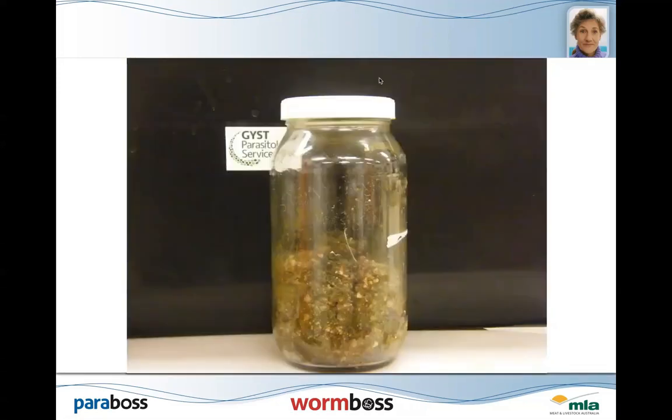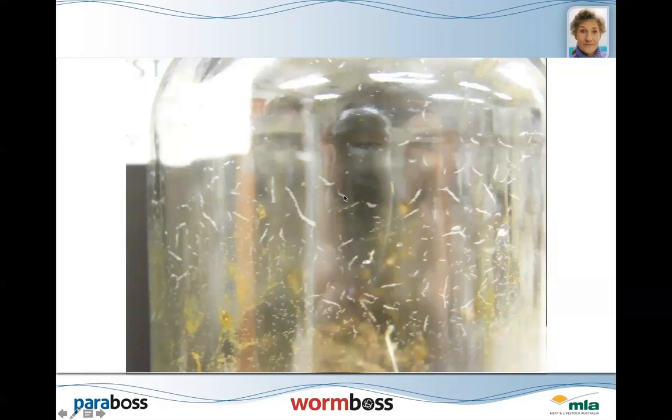Once it comes out, you can see some things on the side of the jar. We have another look close up, and what we see is larvae. These worm larvae here, that's not just one larvae, that's actually a whole pile of little larvae. And they've sort of migrated up the side of the jar.